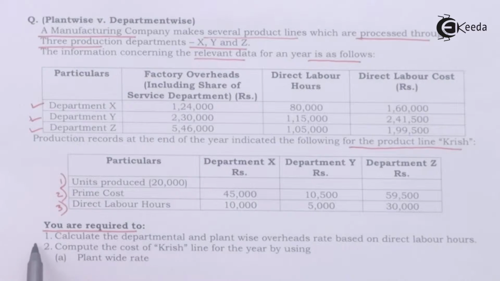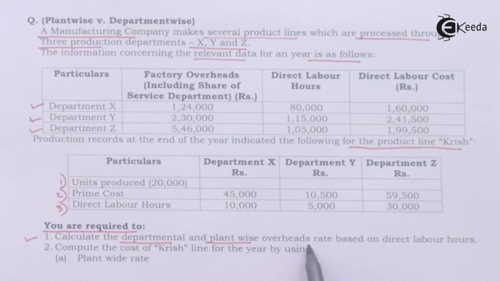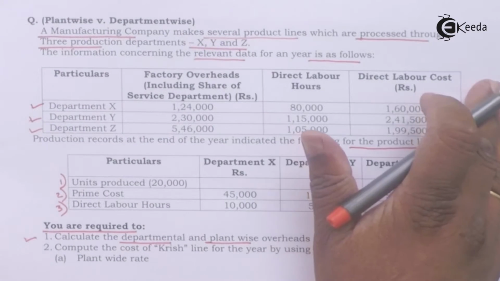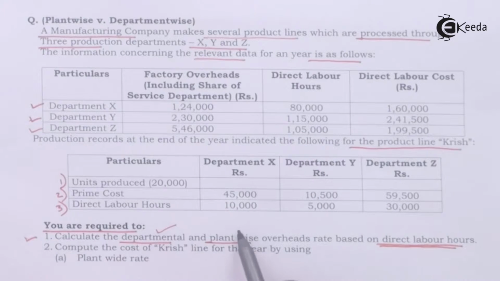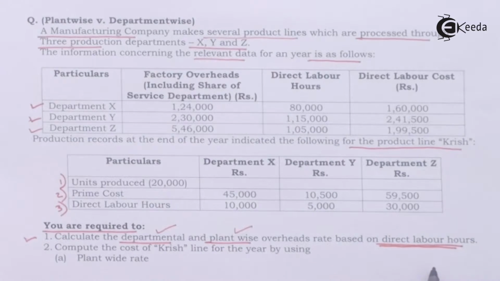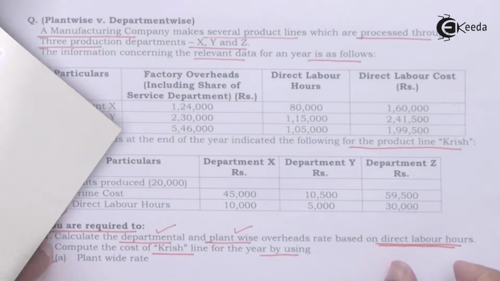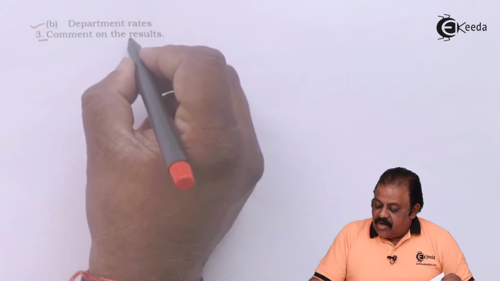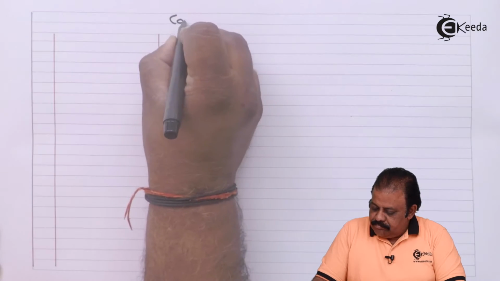You are required to calculate the departmental and plant-wide overheads rate based on direct labor hours. So we are required to calculate department-wise as well as plant-wide overheads based on direct labor hours. Compute the cost of Krish line for the year by using plant-wide rate and departmental rate. Next, comment on the results.